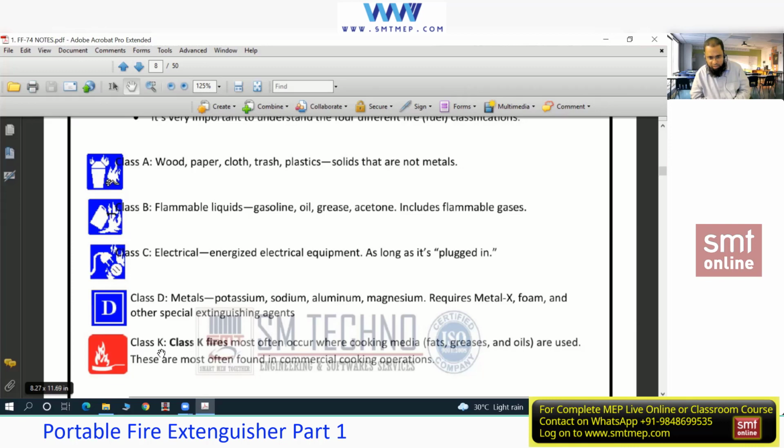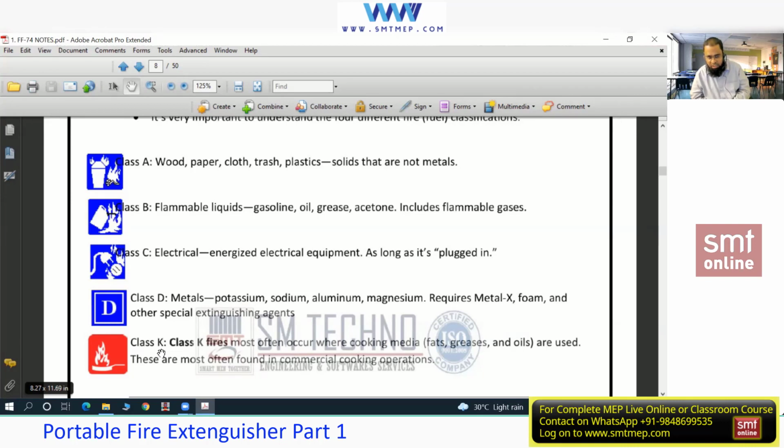Because in case of fire because of this kind of oil, we will use the special powder type fire extinguisher with potassium. K is a code for potassium, the powder type. In that, the potassium is used to control the fire in case of fire because of this cooking media.